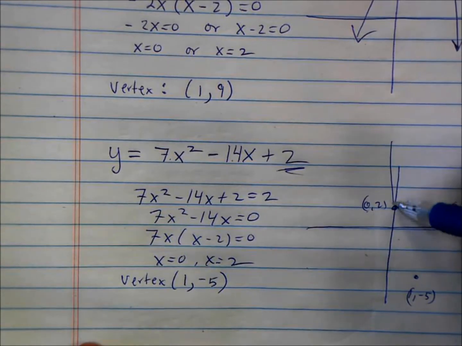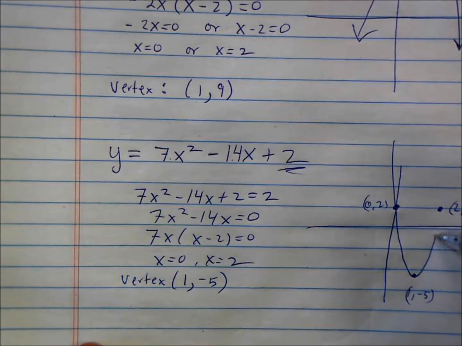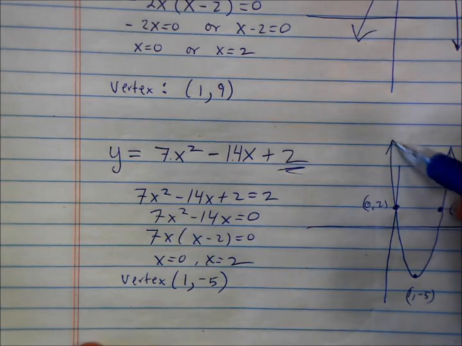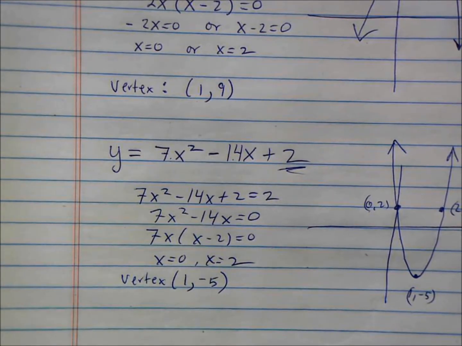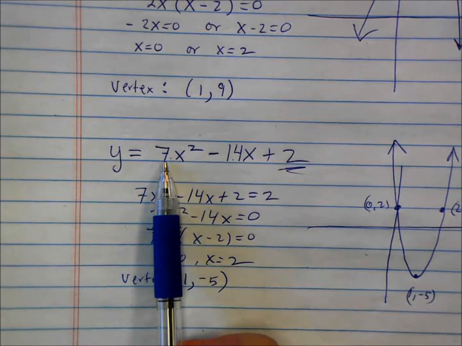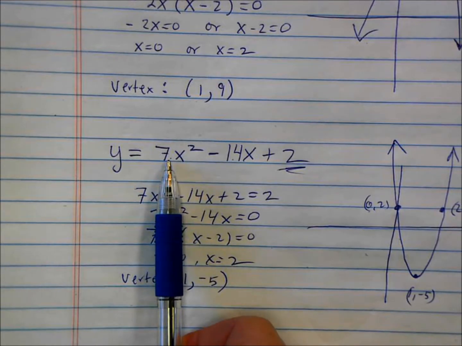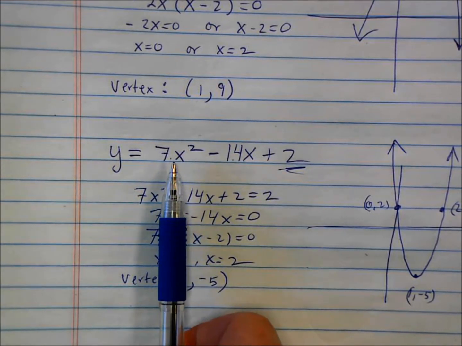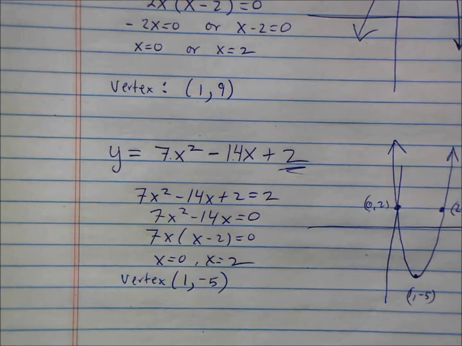My parabola opens upward. Should my parabola open upward? Is that correct? Yes. How do you know your parabola should open upward? The first number is positive. Also, that number is 7, which tells you your parabola should be very skinny. Should be tall and skinny. Okay, questions on that?